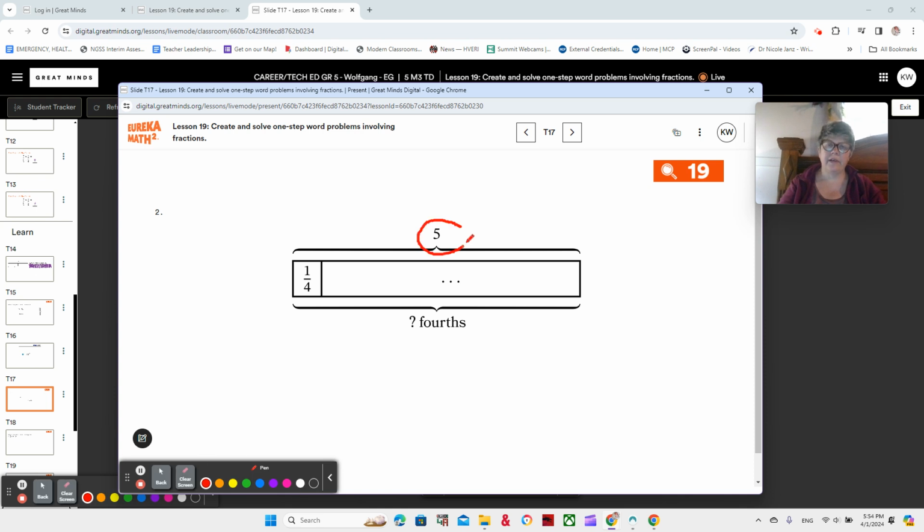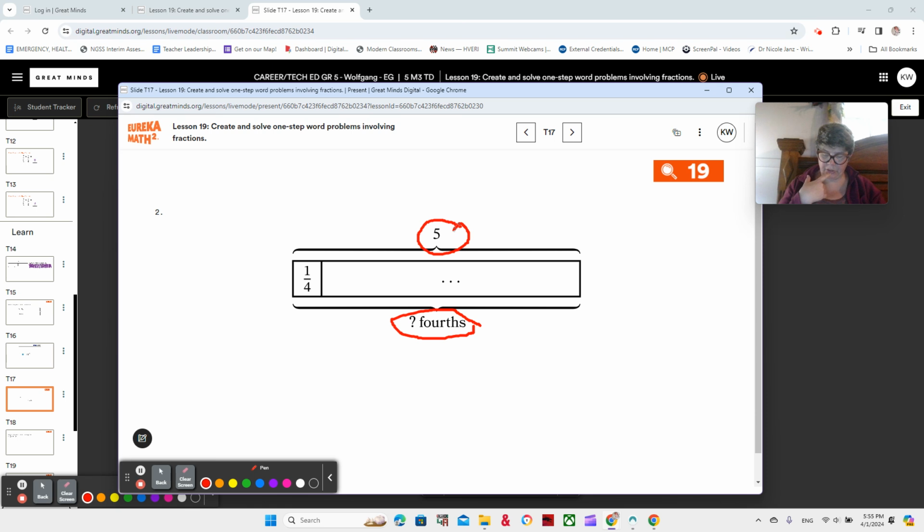I noticed that we have a 5 on top, so our whole tape diagram represents 5. And we have one part that's labeled 1/4. And our unknown is asking us how many fourths, right? We can see that these are all cut into fourths. So I'm thinking about 5 of something, right? Looks like we need to find out how many fourths are in 5.